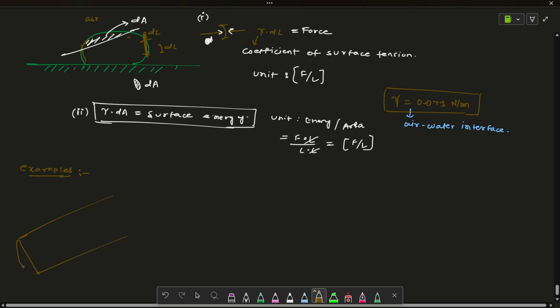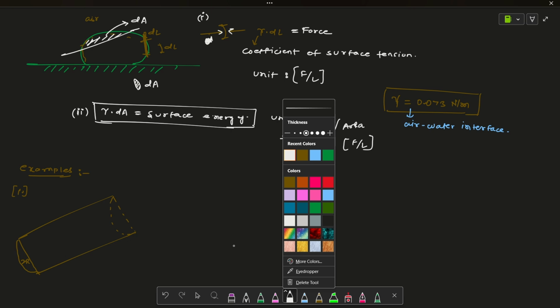So, for example, take a cylinder and cut it exactly in half, so that we make it equally half. This is example number one that we are going to discuss here. What I mean to say is, if an interface is curved, and this one is a curved interface, right?